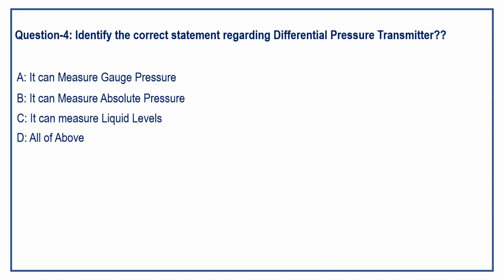Next question is identify the correct statement regarding the differential pressure transmitter. Let's see the options. Option A, it can measure gauge pressure. Option B, it can measure absolute pressure. Option C, it can measure liquid levels in tanks. Or option D, all of above.